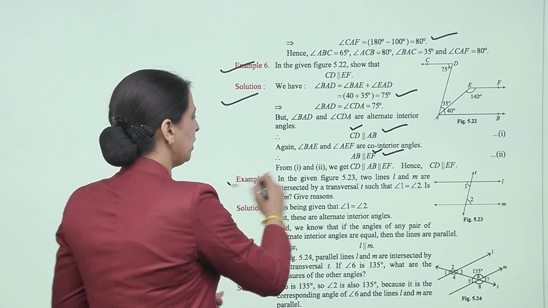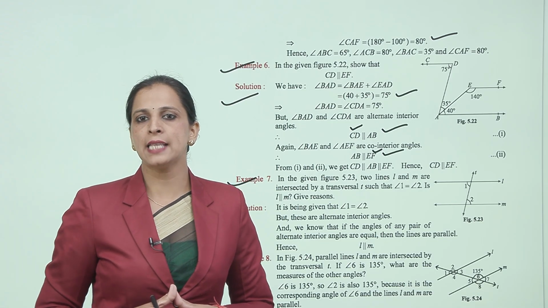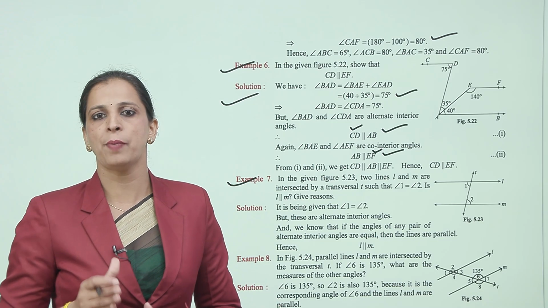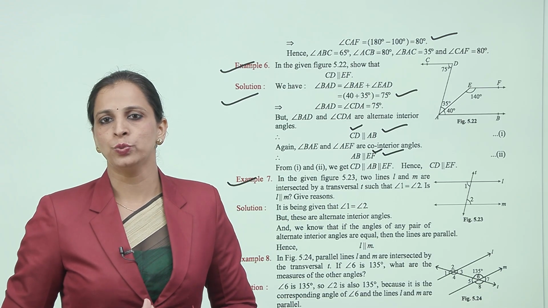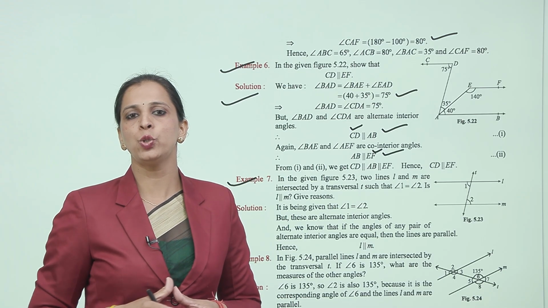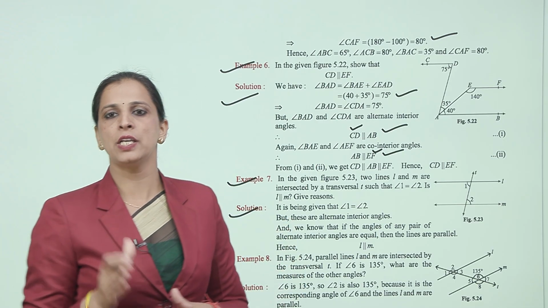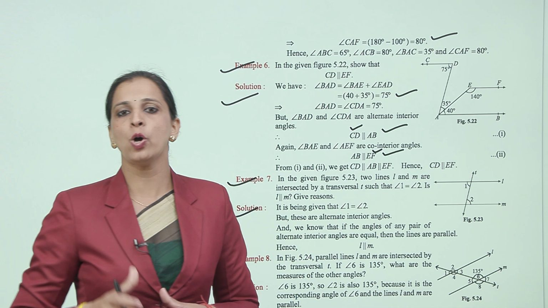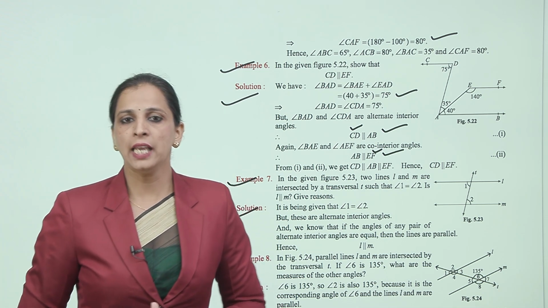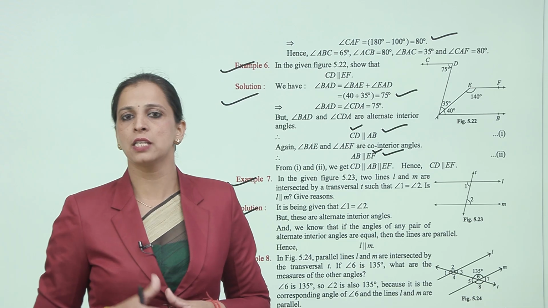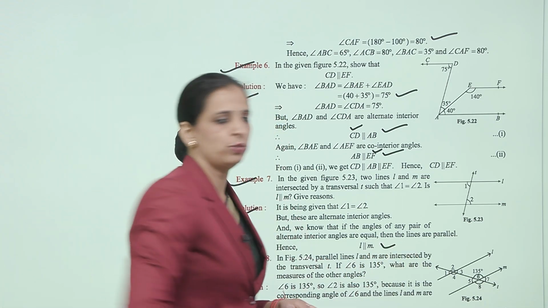Now example 7. In the given figure 5.23, two lines L and M are intersected by a transversal T such that angle 1 is equal to angle 2. Is L parallel to M? Give reason. Solution: it is given that angle 1 equals angle 2, but these are alternate interior angles, and we know that if any pair of alternate interior angles are equal, then the lines are parallel. Hence L is parallel to M.